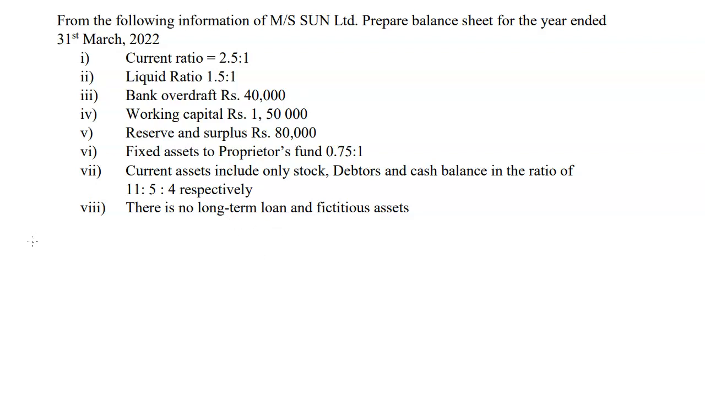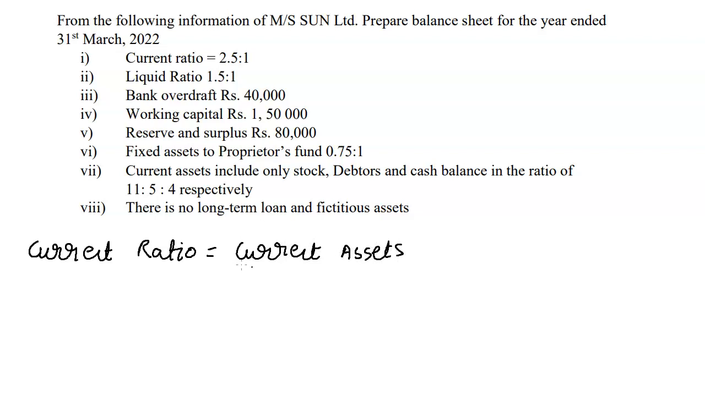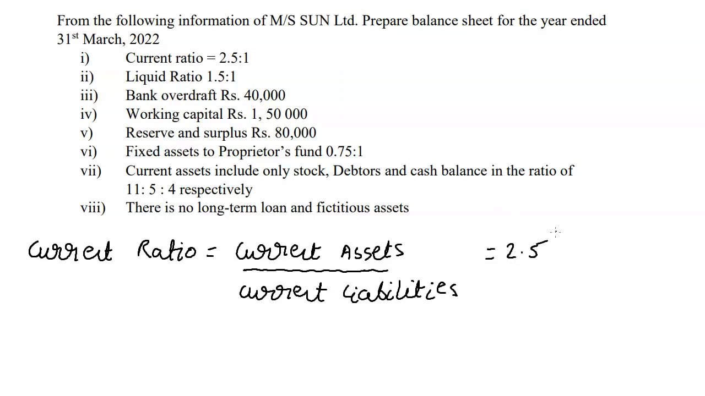Alright, so first of all, keep in mind current ratio is equal to current assets upon current liabilities, which we've been given as 2.5:1. Remember, if they are saying 2.5:1, you can literally rewrite this as 2.5 upon 1, and anything upon 1 is just written as the number itself. So I'm just writing 2.5.